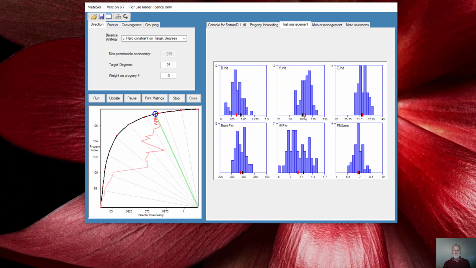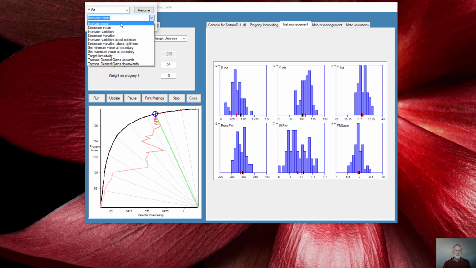Let's say we want yearling weight to go a little bit higher, which may or may not be a good idea, but if we click in this graph, we could click increase mean, but I would always direct you to have more control and go for tactical desired gains upwards. There's a grey line appears on the graph here. If I click over on this point, that's at an equivalent of 111 EBV units.